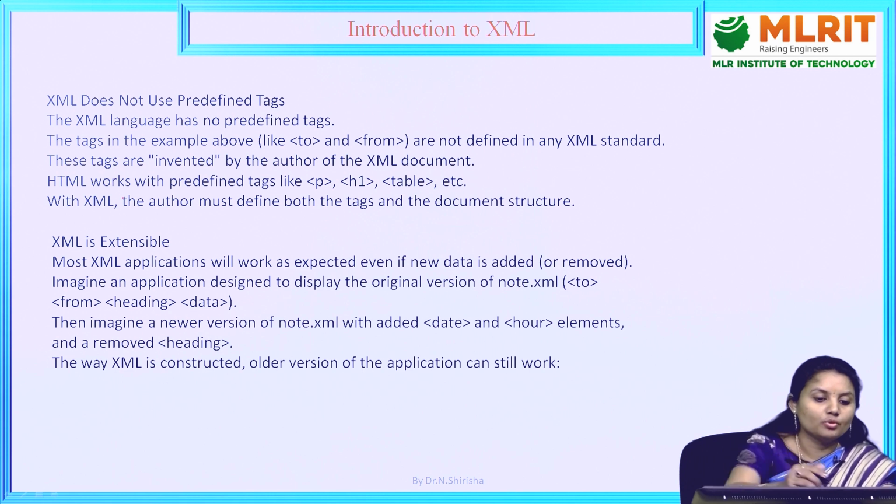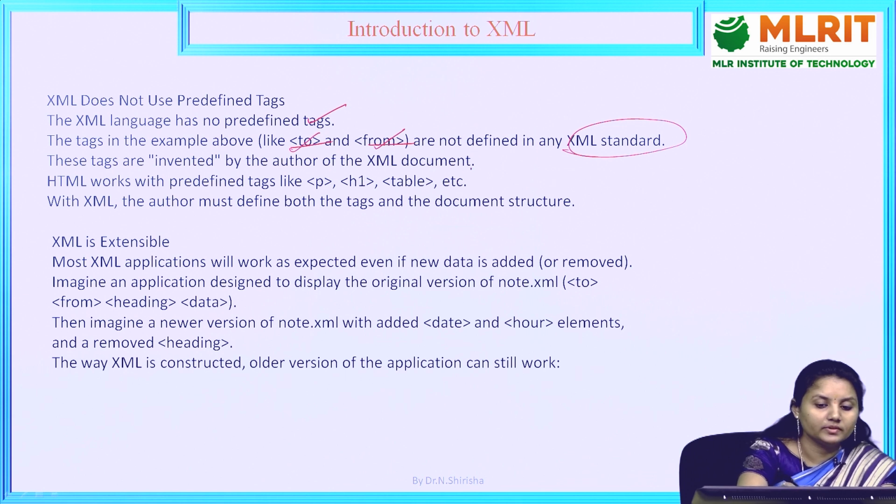So it has no predefined tags. To and from, these are not defined in any XML standard. It is just a to, from whom you are sending, from whom you are getting that message. Okay. So these tags are invented by the author of the XML document. So the user is the author. HTML works with predefined tags, like P, H1, table tag.